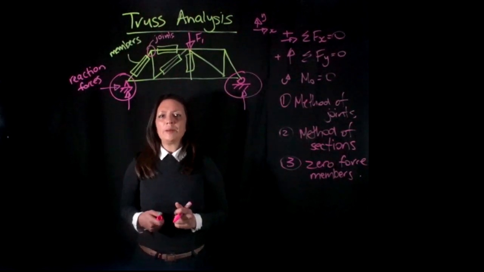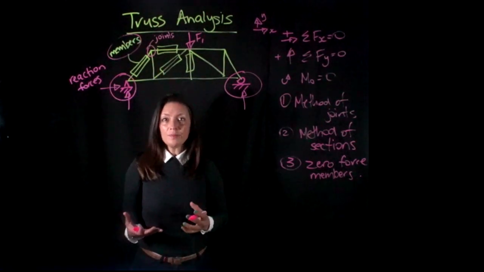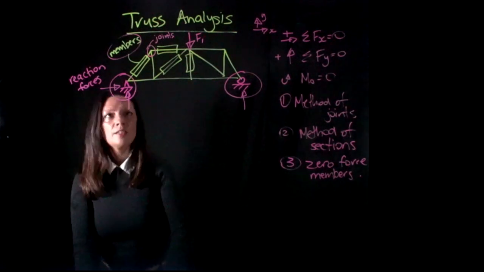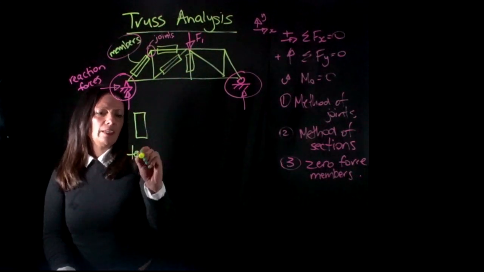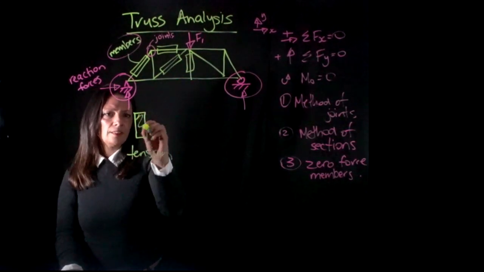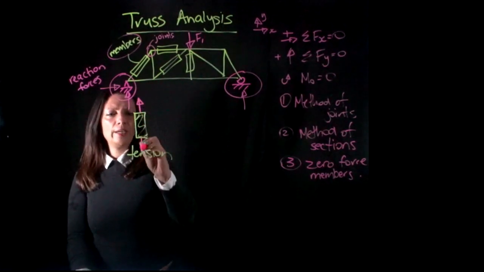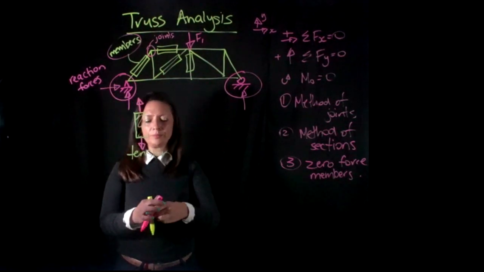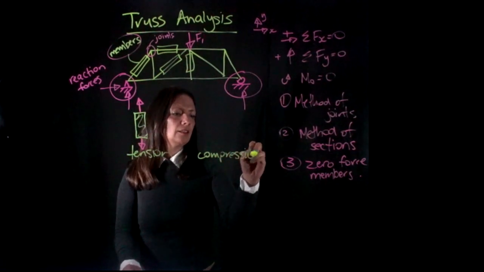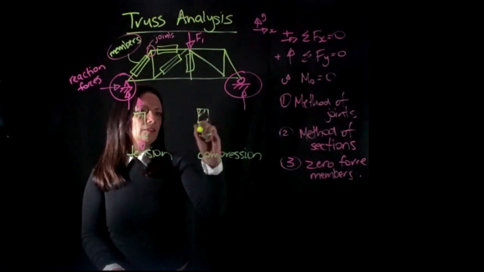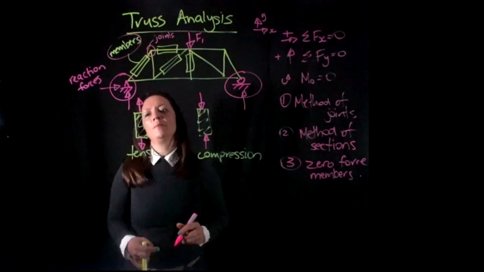So what else do we need to think about? With our members here, they will be either in tension or in compression. If I take a member, and here we have tension, this is my member. If my system is in tension, then I'm going away, I'm pulling it apart. And if I'm in compression, I am pushing towards the member.